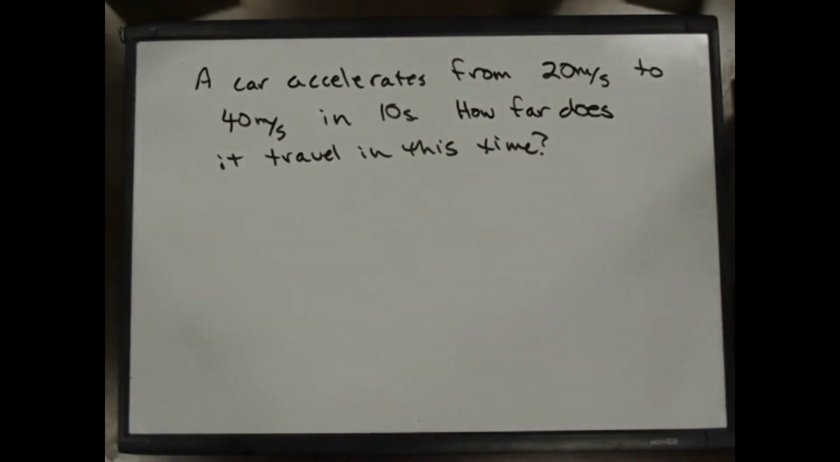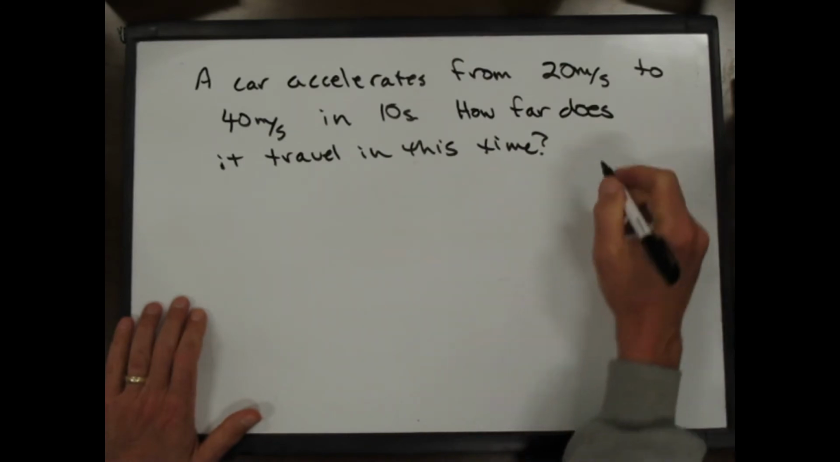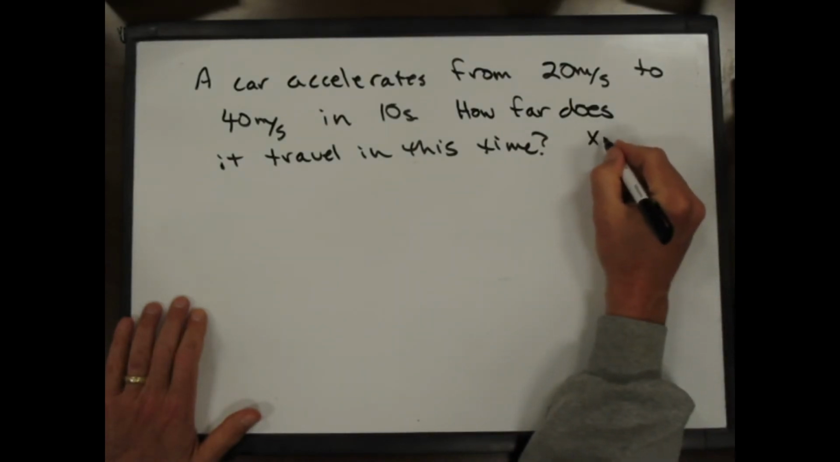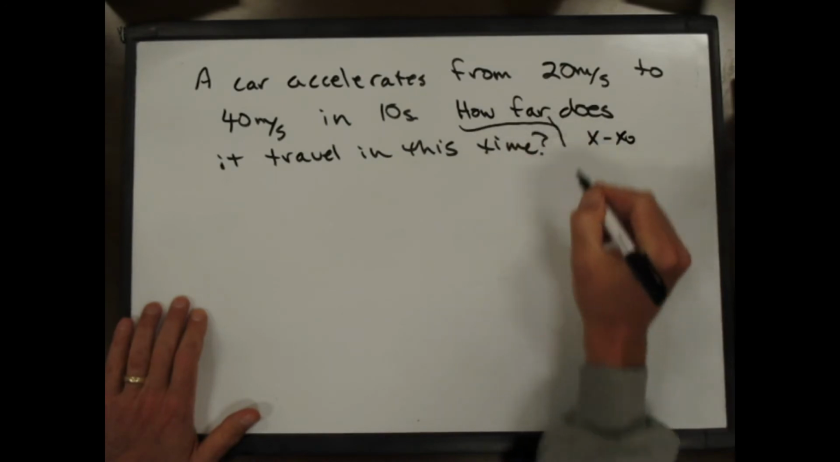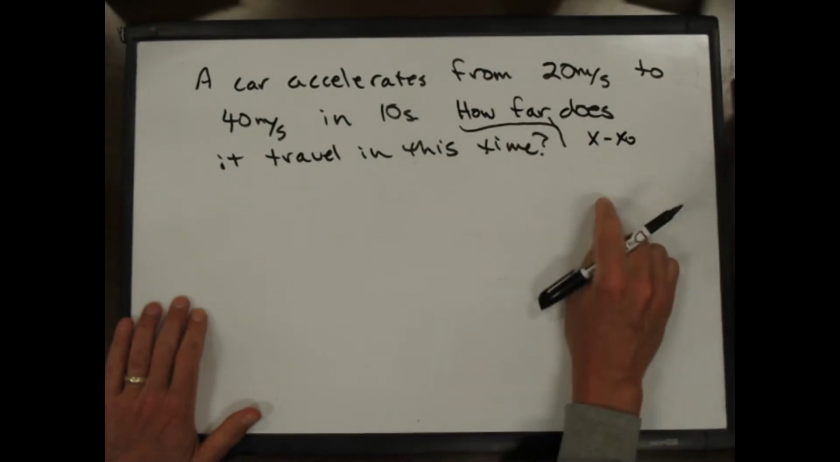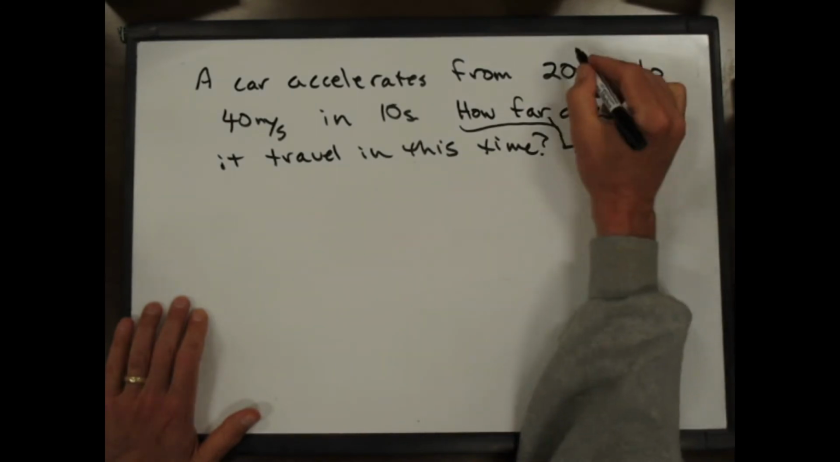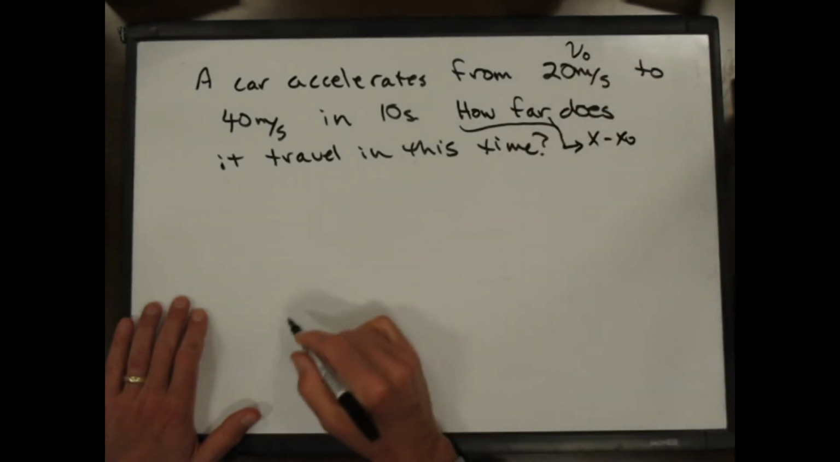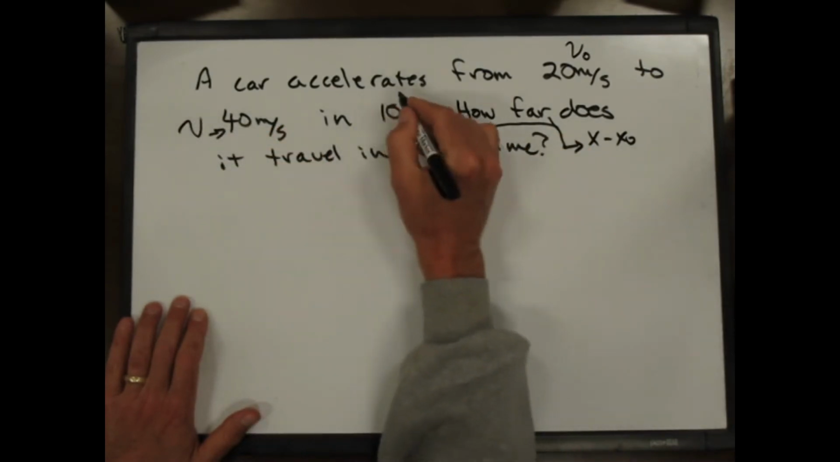How far does it travel in this time? Well, they're asking how far, so what we're looking for is x minus x naught. That's what "how far" means. It's the final position minus the initial position. And they've given us v naught and v, which is our final, and then t.